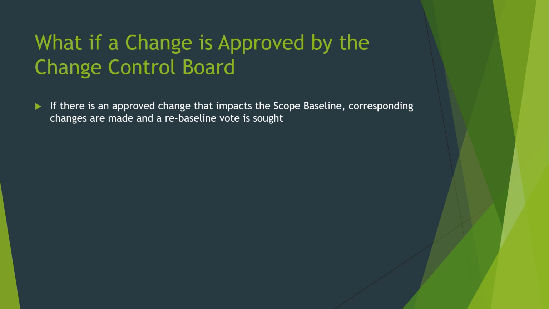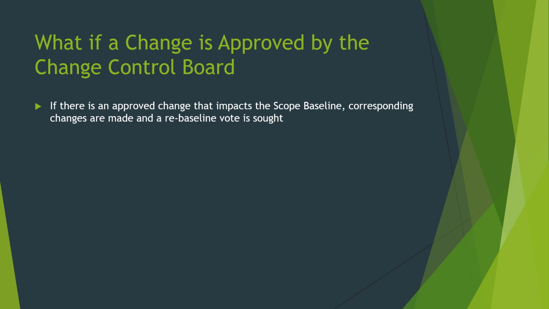So let's say there is a change in your project scope and it is approved by the change control board. That means for any change that's approved by the change control board, it's your responsibility as a project manager to make sure that the change is accommodated. Now, to accommodate that change, you might have to change your WBS, right?